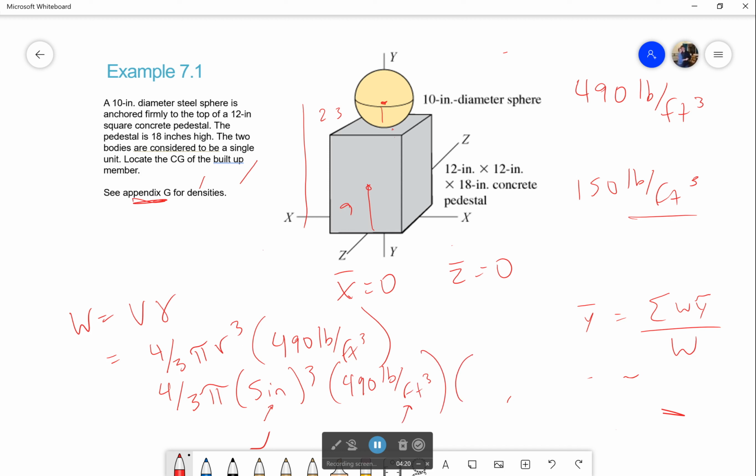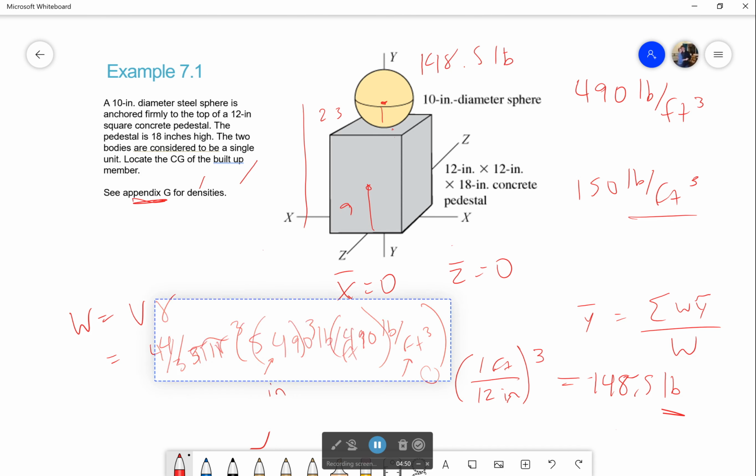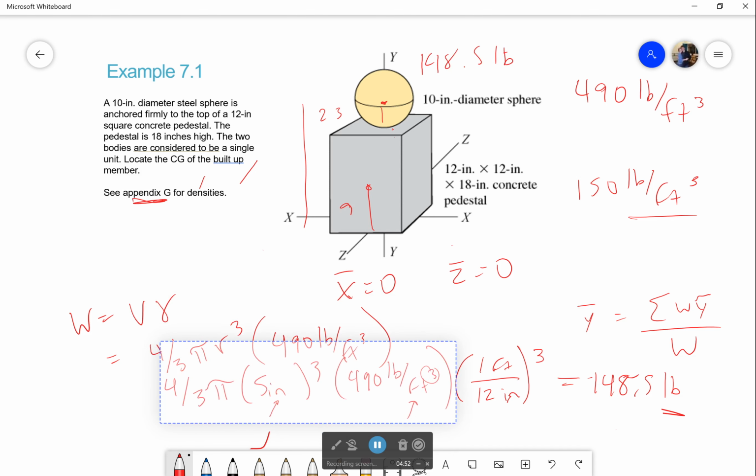So I'm going to go ahead and multiply by my conversion, which is going to be 1 foot is 12 inches, and I have to do that 3 times because it's cubed. And if I do that, I get a weight of 148.5 pounds. Okay, so that's right here. I'll make that right there, 148.5 pounds. Perfectamundo. Okay, dragging it around, and let's see, there.